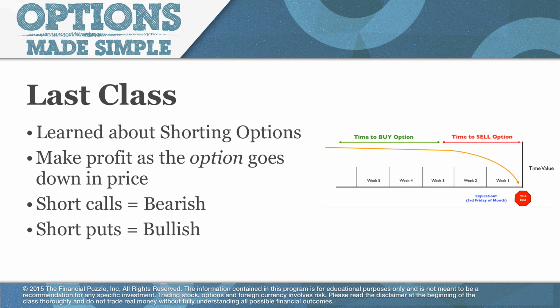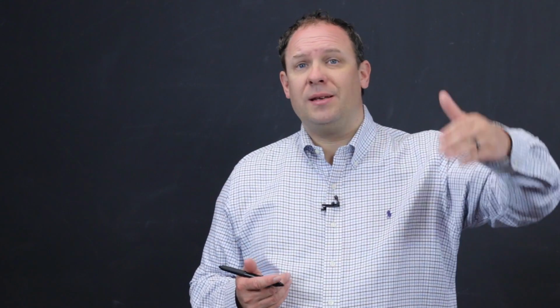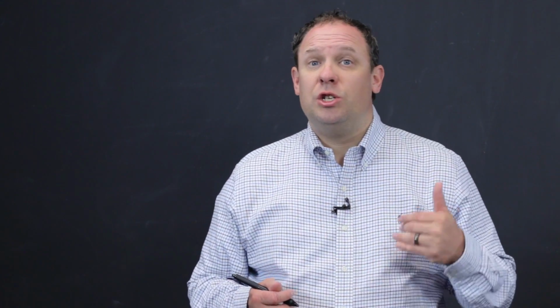In the last class, we learned about shorting options. We learned that we can make a profit as the option goes down in price, just the same way that we would make a profit as the stock goes down if we short the stock. If we short the stock, we sell it at a higher price, and then we buy it back to close, or buy to cover, at a lower price. Same thing happens when we short an option. We sell it at a price, and we're wanting that option price to go down over time. We call that shorting the option.